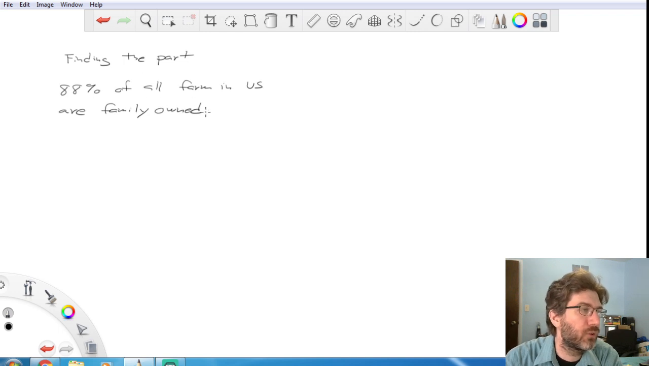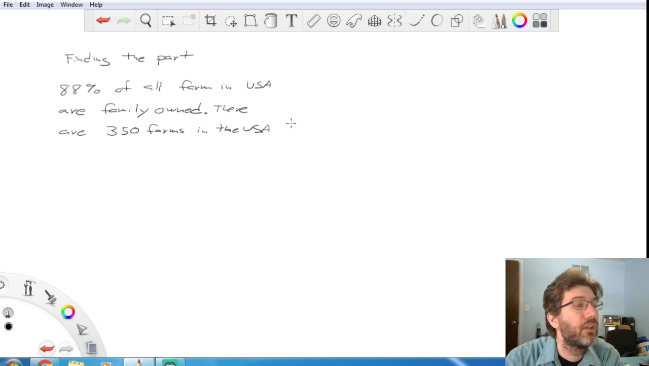Now, what if I told you that there are 350 farms in the U.S.? I'll put a next to that so I don't look at the word us. And then the question that you probably are thinking is, well, how many of those 350 does 88% represent? Clearly 88% does not represent 88 farms because percents are out of 100. This is out of 350.